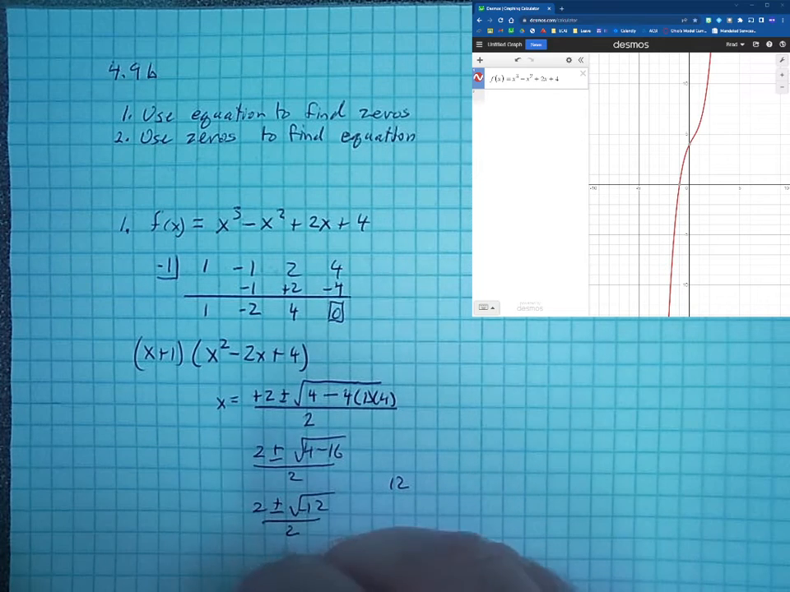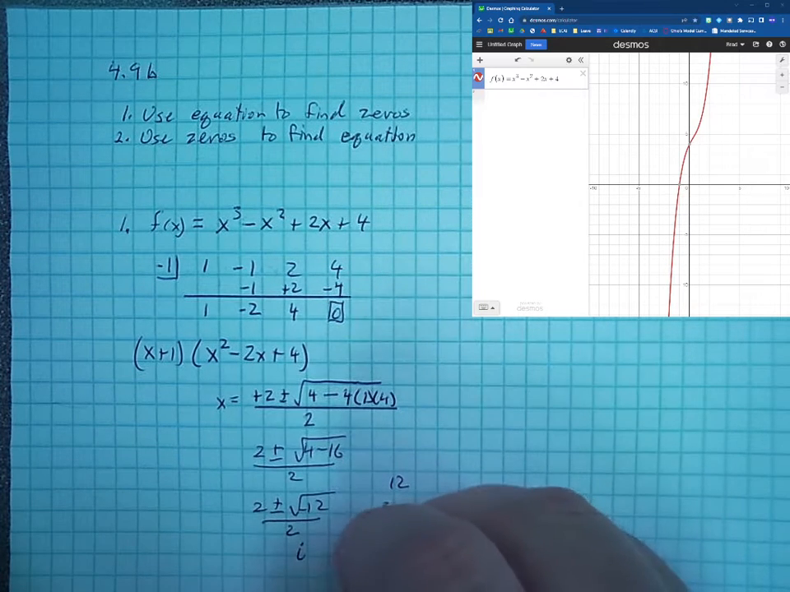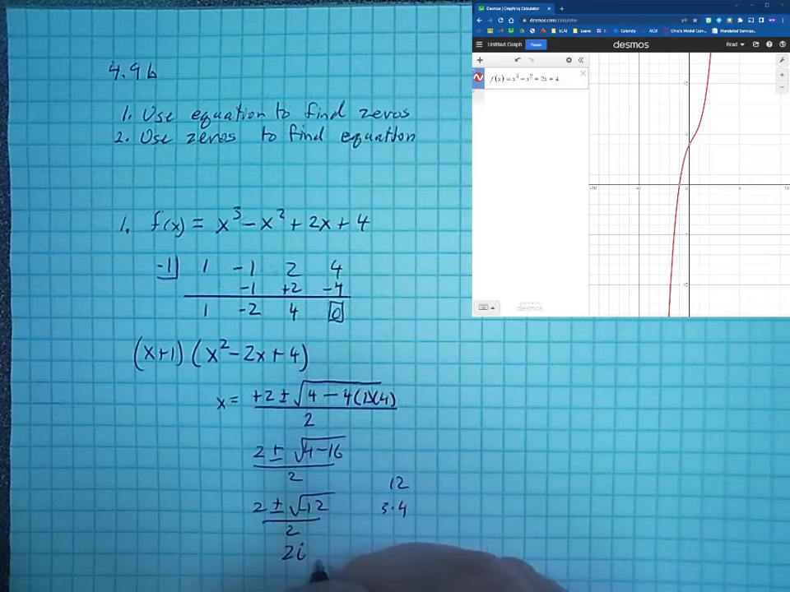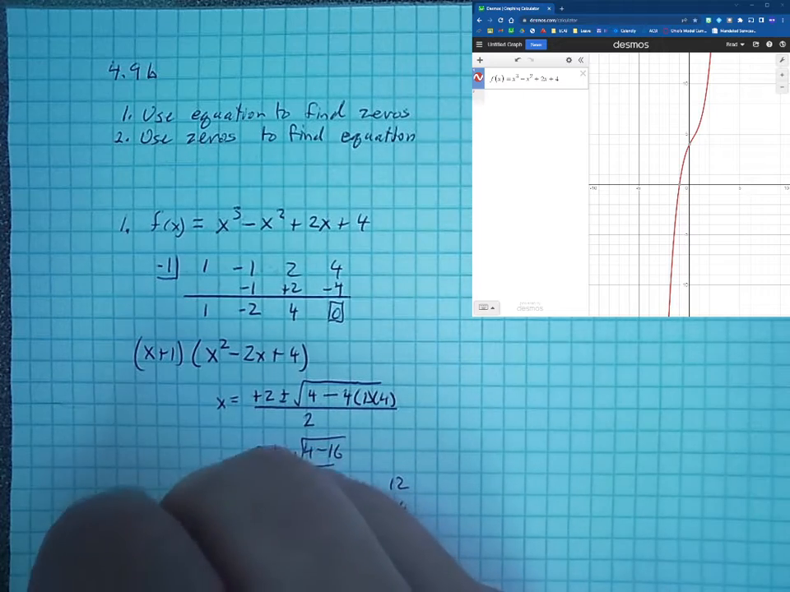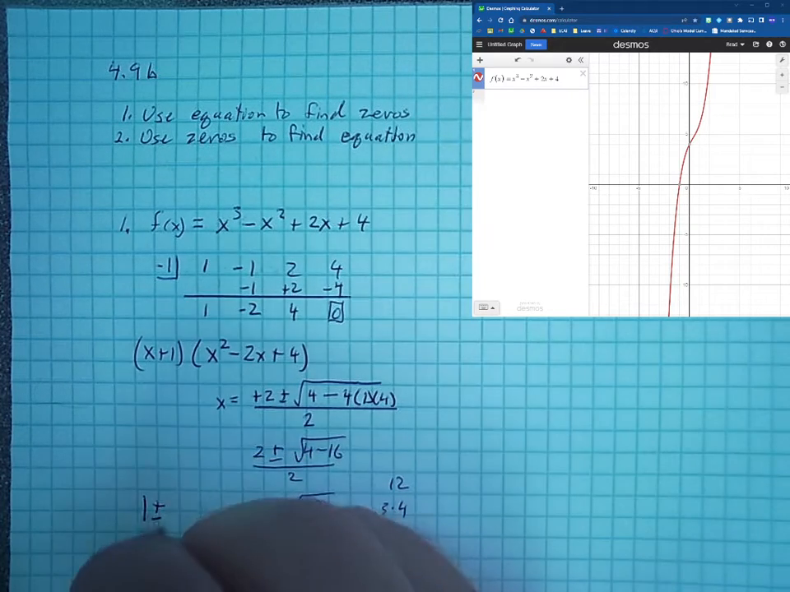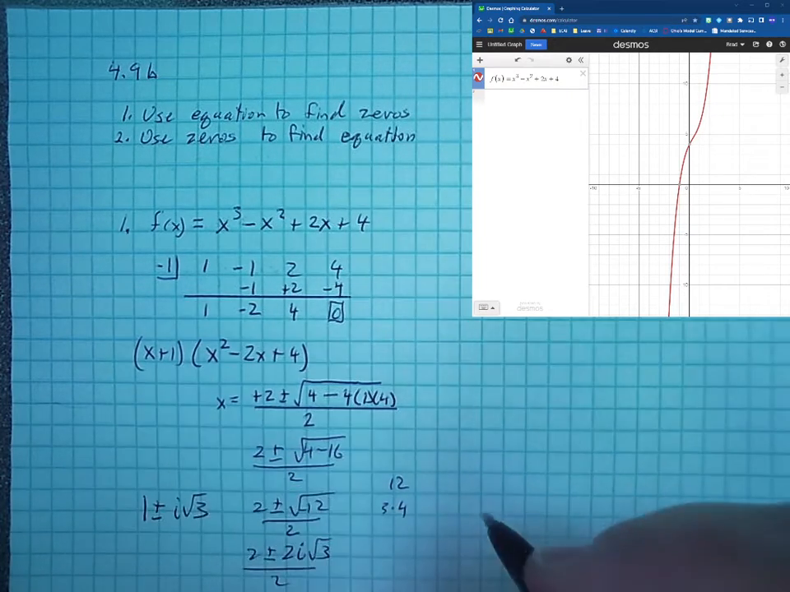So that's 2 plus or minus the square root of -12, over 2. Square root of negative 12 becomes i times the square root of 12. 12 is 3 times 4. The square root of 4 is 2. And the 3 is left behind. I can reduce all those by 2, and I get 1 plus or minus i square roots of 3.